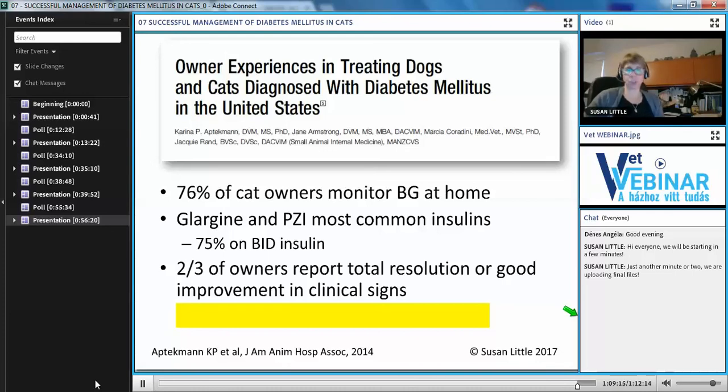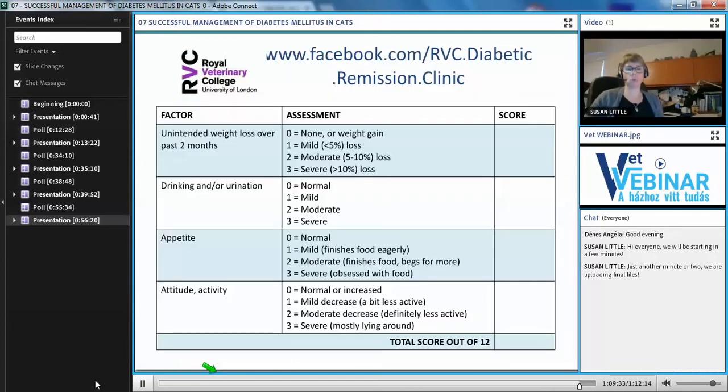The part that you can't see in yellow here is saying that only 1/3 of cats were on a diabetic management diet. And that's unfortunate because we do know that a diabetic management diet can make a big difference to our ability to control these cats.